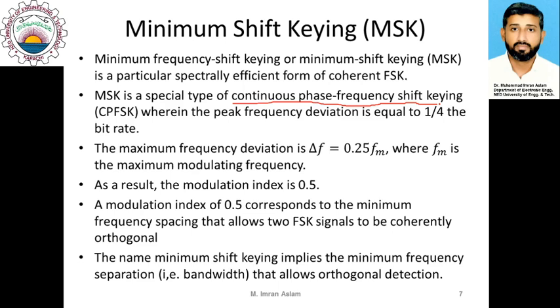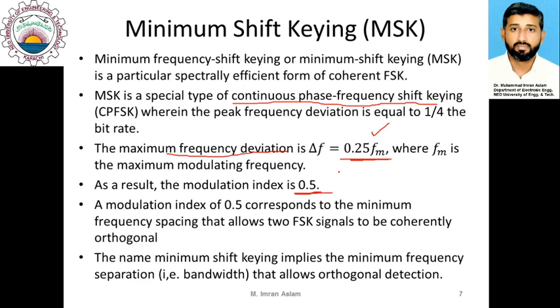So it's a continuous change in the phase whenever the shifting is done between different symbols. So this is a type of continuous phase shift keying. Secondly, the frequency deviation used in this MSK is 0.25 of FM, where FM is the maximum modulating frequency. This 0.25 FM corresponds to the modulation index of 0.5.